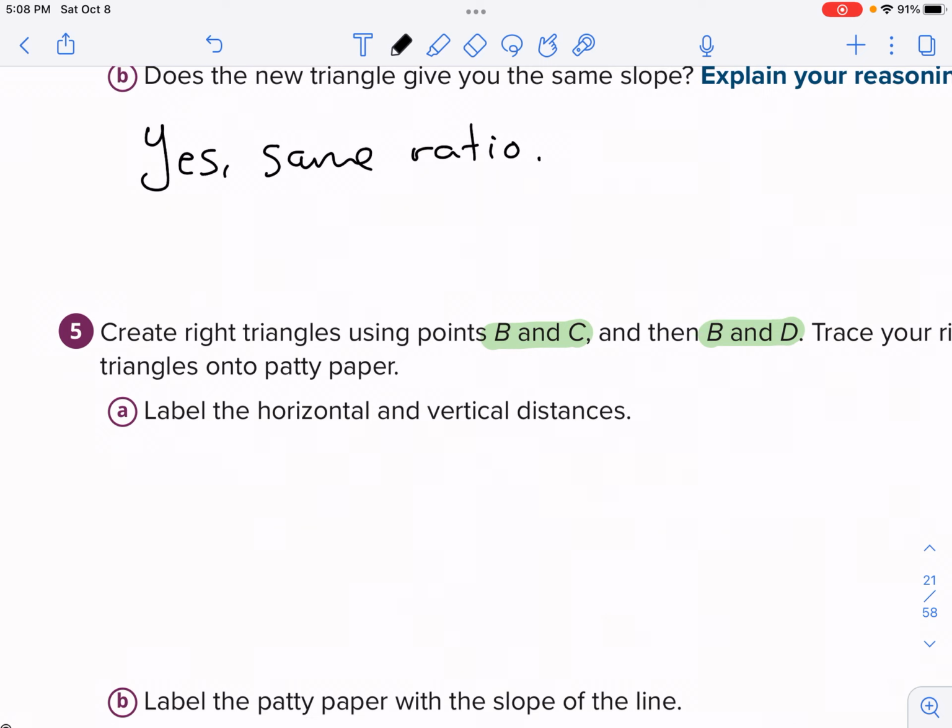So we're going to say from B to C, how do I want to label this? I'll actually write it out. B to C, the ratio is 3 to 2. And then B to D, it was 6 over 4, but that became 3 over 2 as well.